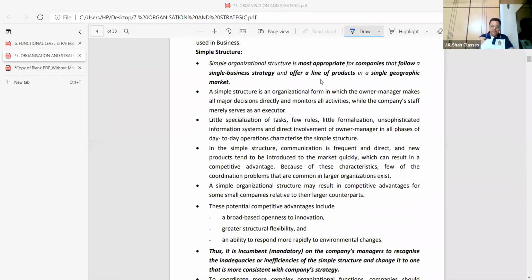Pay attention. Simple structure, what it says is an organizational form in which the owner manager makes all major decisions directly. I remember it said boss is always right, and monitors all activities, while the company staff merely serves as an executor. So I said, 4 5 people, you will always remain the subordinate of that boss. The moment you become a chartered accountant, Harshita will be told, start your own office. Now, if you remain here, you will feel you are bigger than the organization. In India, that's a problem. People have a lot of ego.